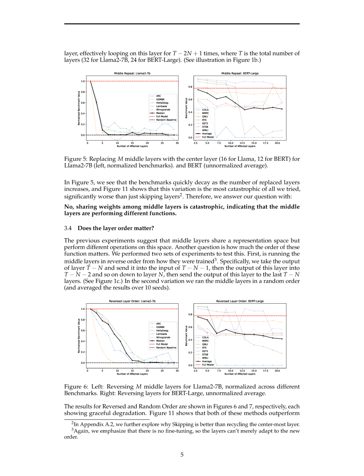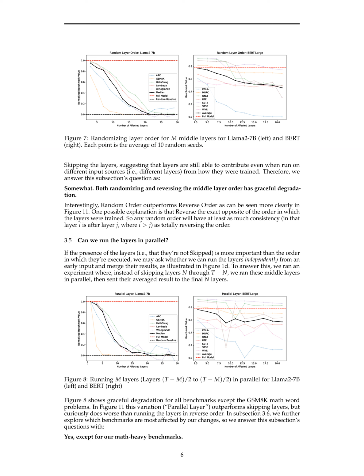Additionally, the algorithm explores the impact of layer order by running middle layers in reverse order or in a random order. The results suggest that layer order somewhat matters, as both randomizing and reversing the middle layer order show graceful degradation. Finally, the algorithm tests if layers can be run in parallel by executing middle layers independently and merging their results.